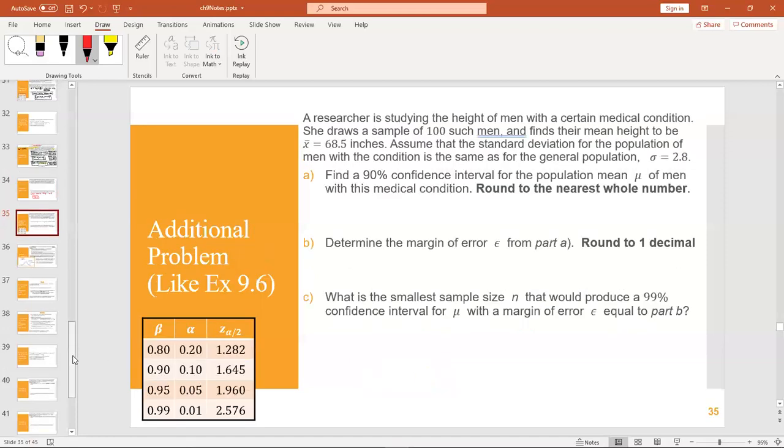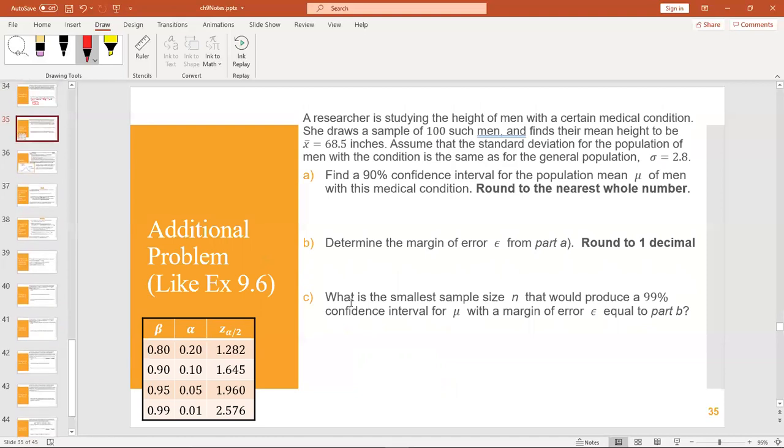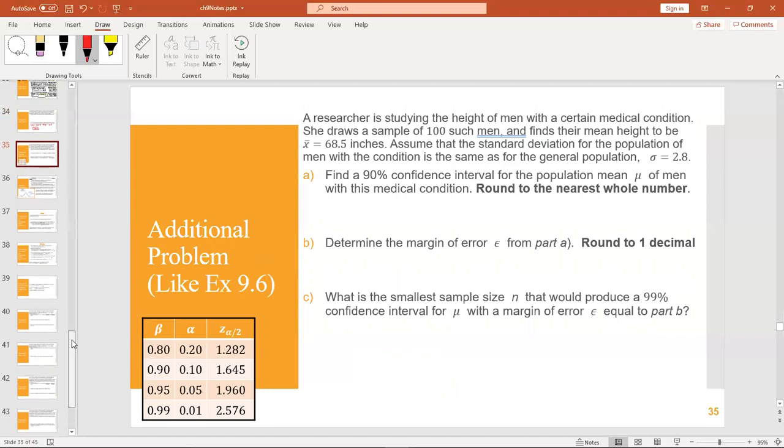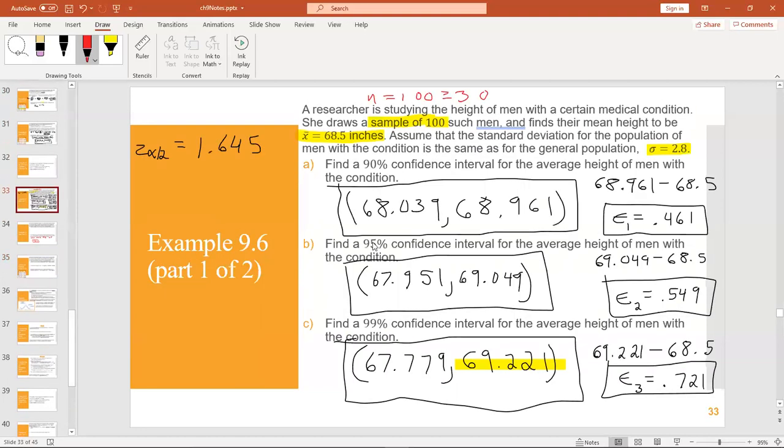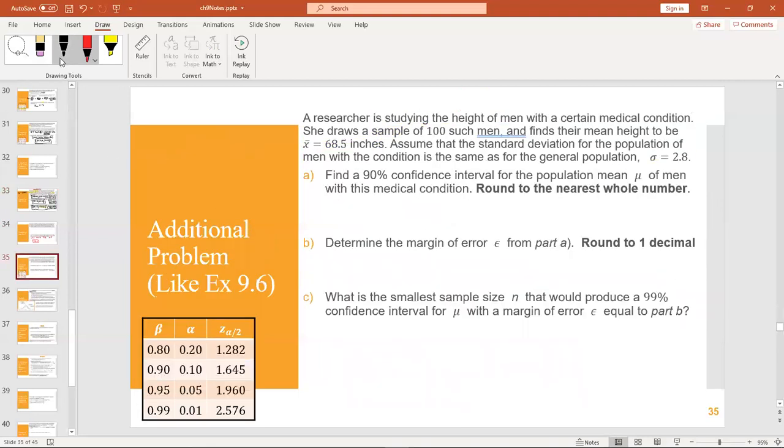All right, what else do we have? Same kind of scenario: find a 90% confidence interval for the population mean with this medical condition, round to the nearest whole number. Let's see. We actually already did that. If you round this off, it's basically from 68 to 69. The scenario is in no way different, but we're just going to say 68 to 69, if we round to the nearest whole number.